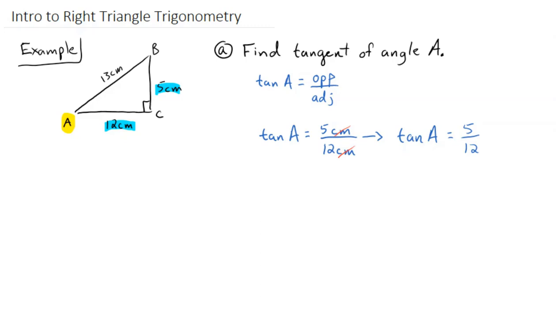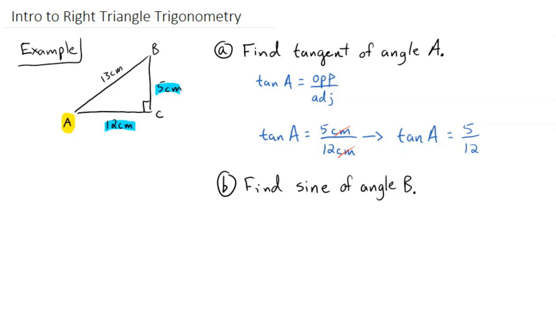I sometimes call them naked numbers if they don't have units attached to them when we're dealing with geometry, because so much in geometry has units attached to it. So with your trig ratios, that ratio is just the numbers. Alright, so that's the tangent of A. Let's look at doing another one.